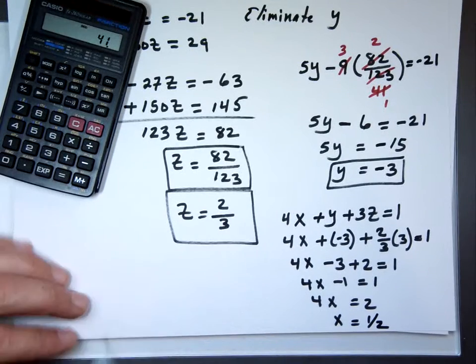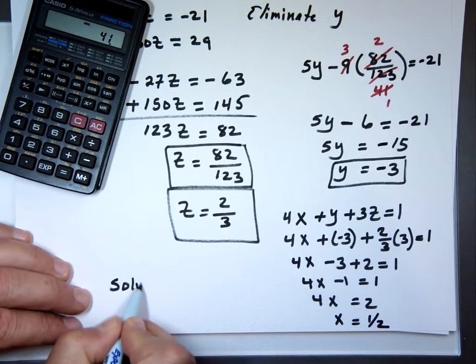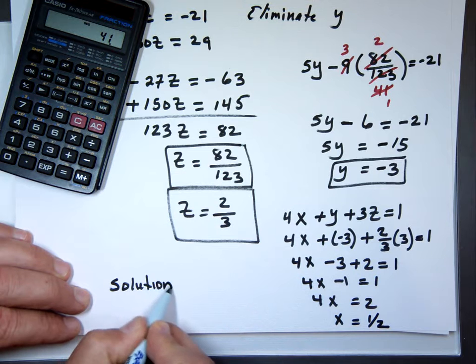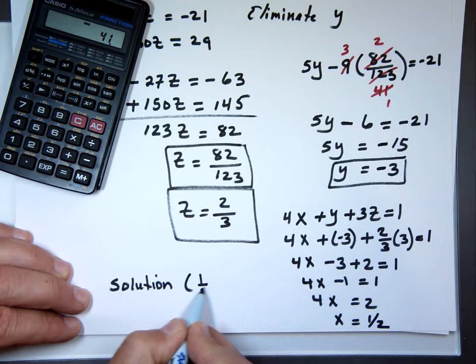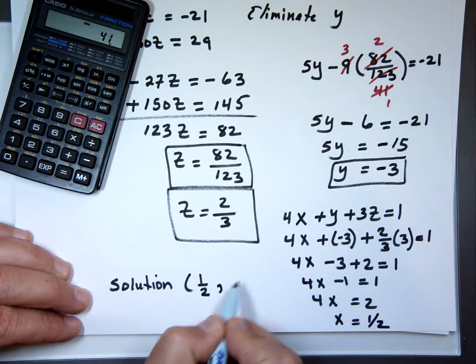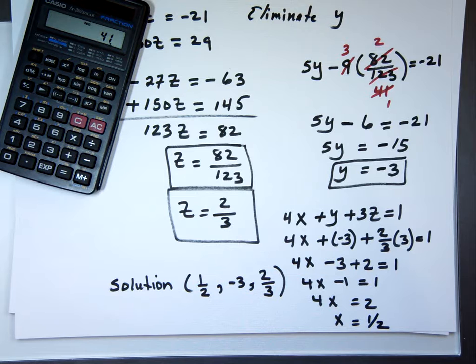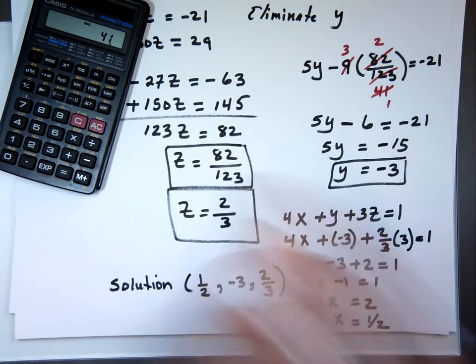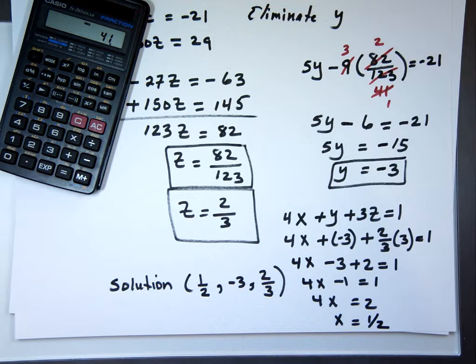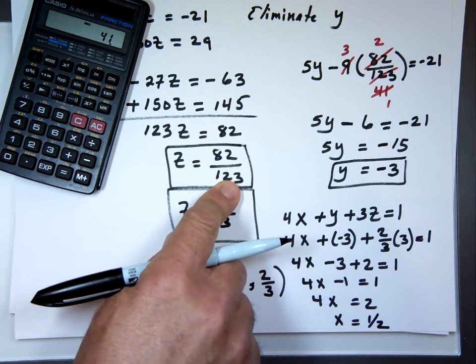So my solution now, and I won't test it, is x is always first, 1/2, y is always second, -3, and z is always third, alphabetical. 1/2, -3, and 2/3. I didn't realize 82 over 123 was 2/3 till we divided this by 41. Like, oh, wait a minute.